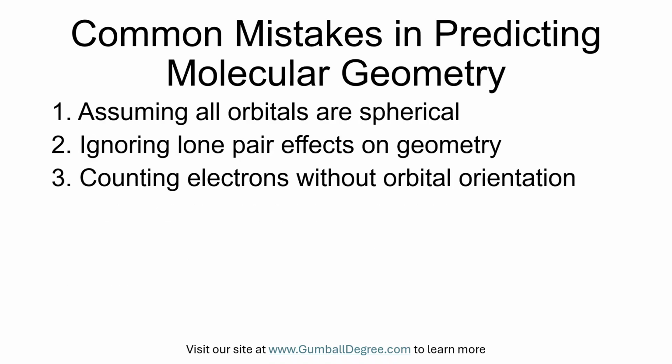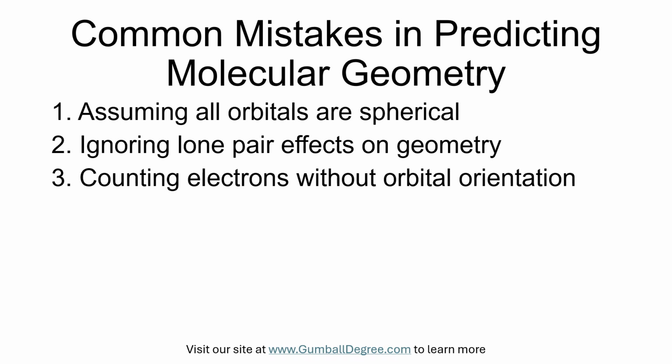A common mistake is thinking all orbitals are spherical, which makes people predict wrong shapes. Remember, p and d orbitals have lobes that point and change angles. Another error is assuming lone pairs do not affect geometry, but lone pairs occupy directional orbitals too and push bonds into different angles, so count them when predicting shape.